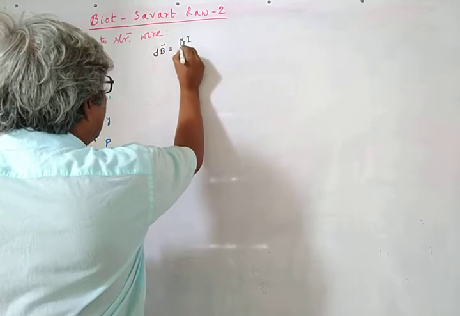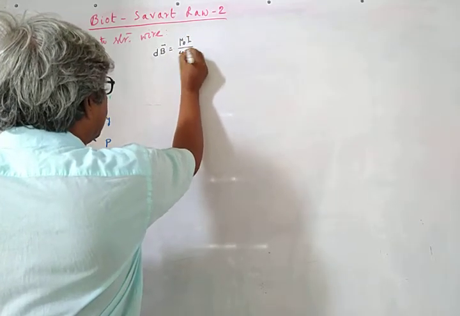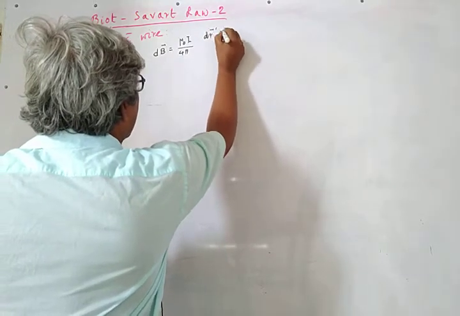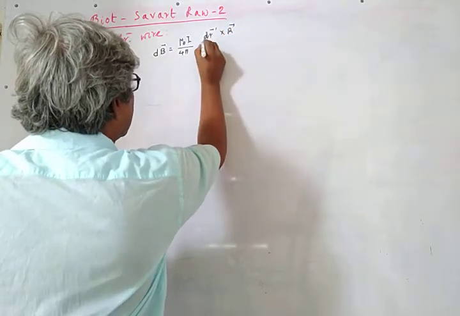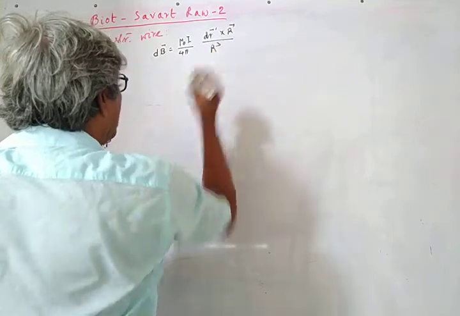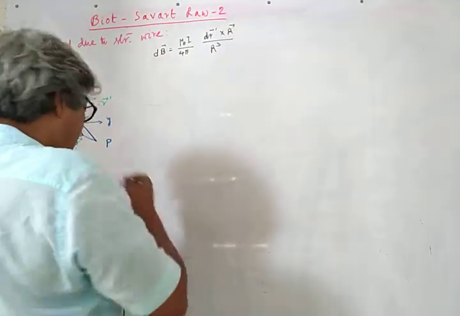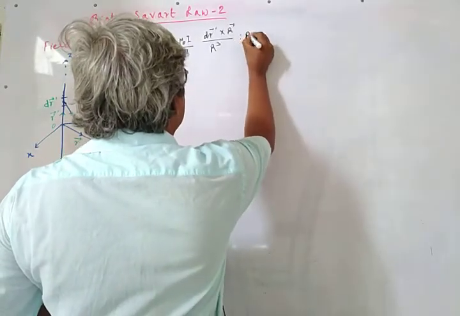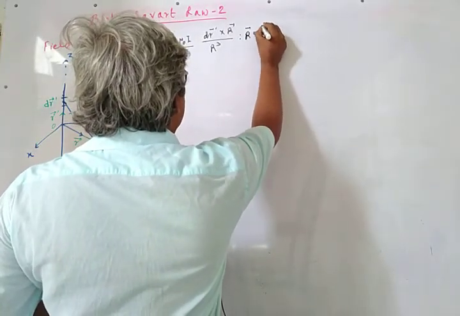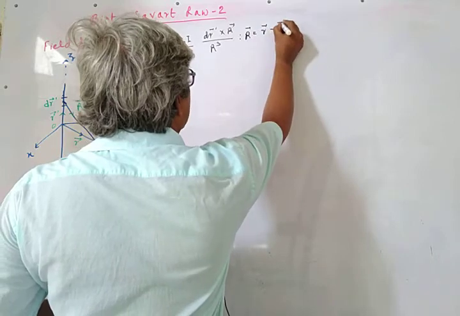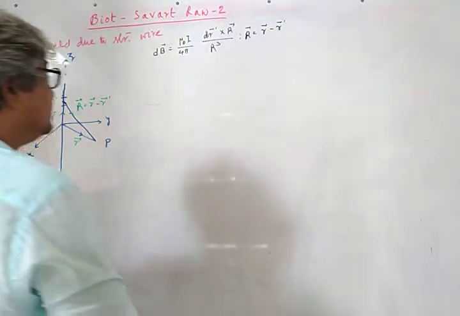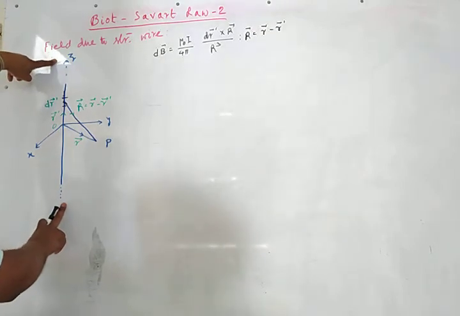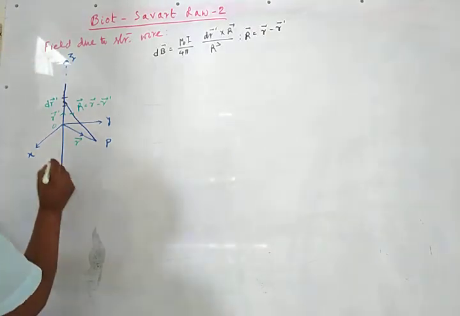carrying wire is given by R cube, where R is given by the field coordinate R minus the source coordinate R prime. This is the law. Let us consider a current carrying conductor carrying a steady current I.